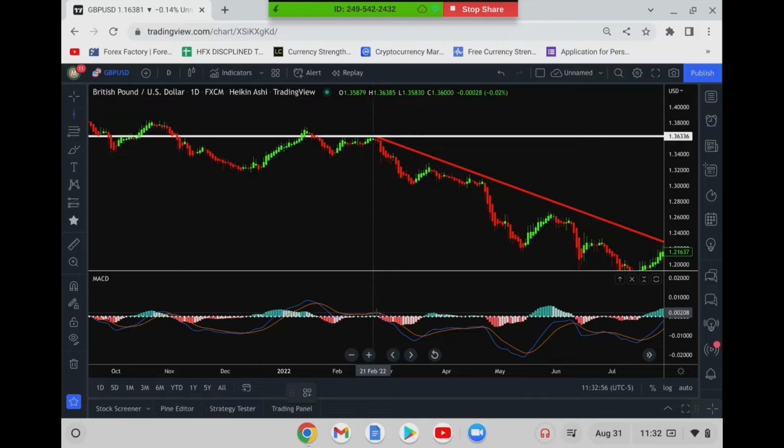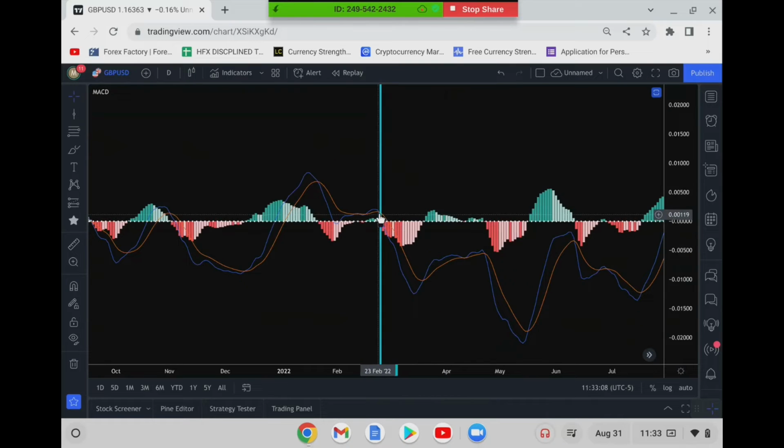All right. So we did get our MACD to cross our signal line right here at this point, at this blue line. If I zoom in, I'll show you guys, right? We had our blue line cross below and close below our orange line, which is our signal line. So that was our first signal to get into this trade for a sell.